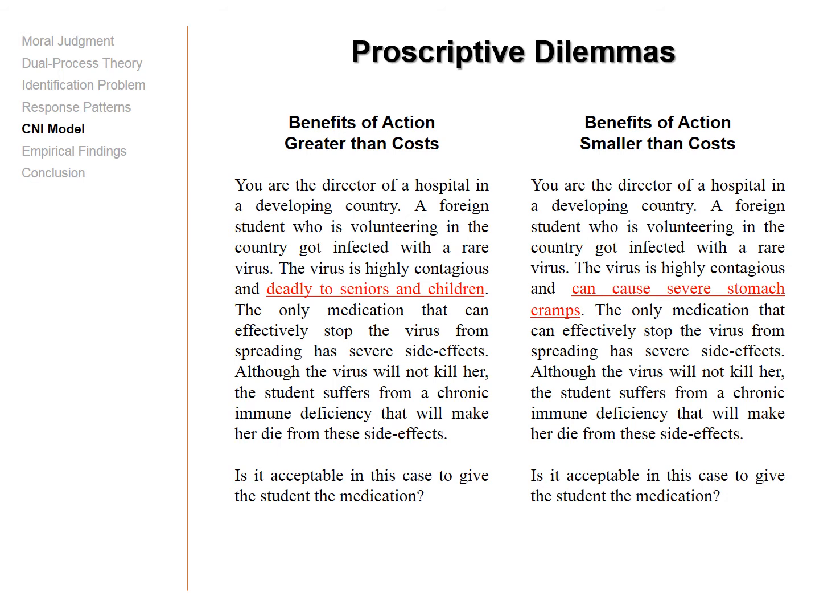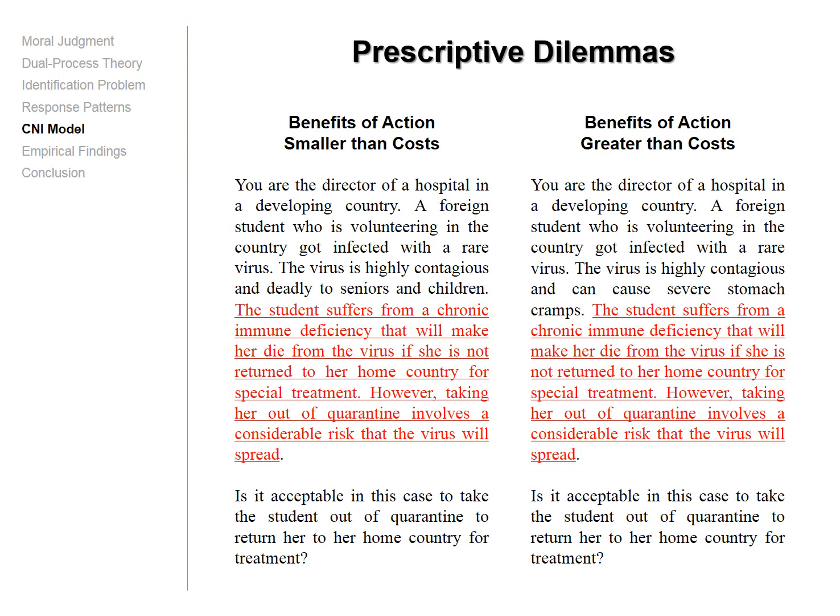So the scenario on the right is identical to the standard trolley type of dilemma, the only difference being the severity of the virus. In this case, the virus can cause severe stomach cramps, but it doesn't kill anyone. The scenarios for the prescriptive condition are similar, the only difference being that the focal norm is prescriptive rather than proscriptive. In the current example, the critical difference is that the student suffers from a chronic immune deficiency that will make her die from the virus if she's not returned to her home country for special treatment. However, taking her out of quarantine involves a considerable risk that the virus will spread. The question is whether it is acceptable to take the student out of quarantine to take her home to her home country for treatment.